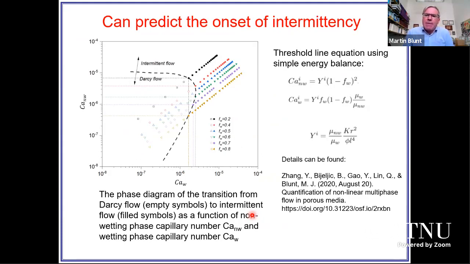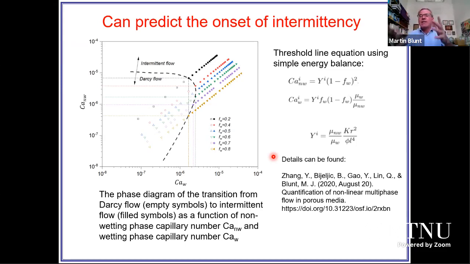So how do we understand them? How do we understand this onset of intermittency at least? Here's a phase diagram. This is the capillary number for the non-wetting phase and the wetting phase, and this is the transition. We can predict this transition very accurately. And how do we do it? A simple energy balance. We basically say the energy from flow is converted into surface energy intermittently.